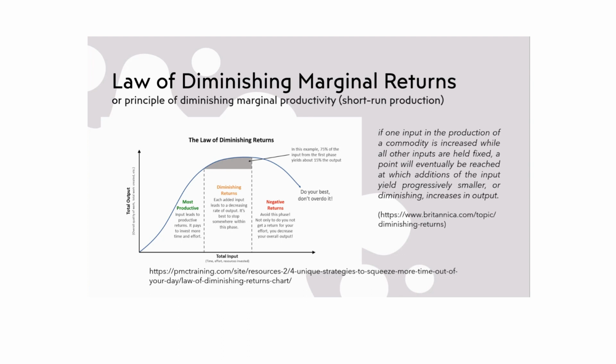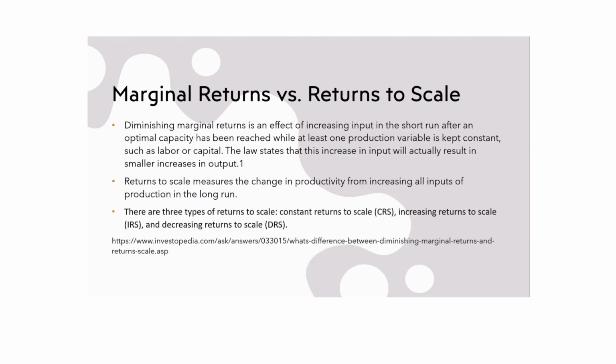Or you can say it in another way. Assuming that all other factors are constant, additional input of a variable input tends to increase returns up to a certain point, beyond which the returns diminish. That happens in the short run.